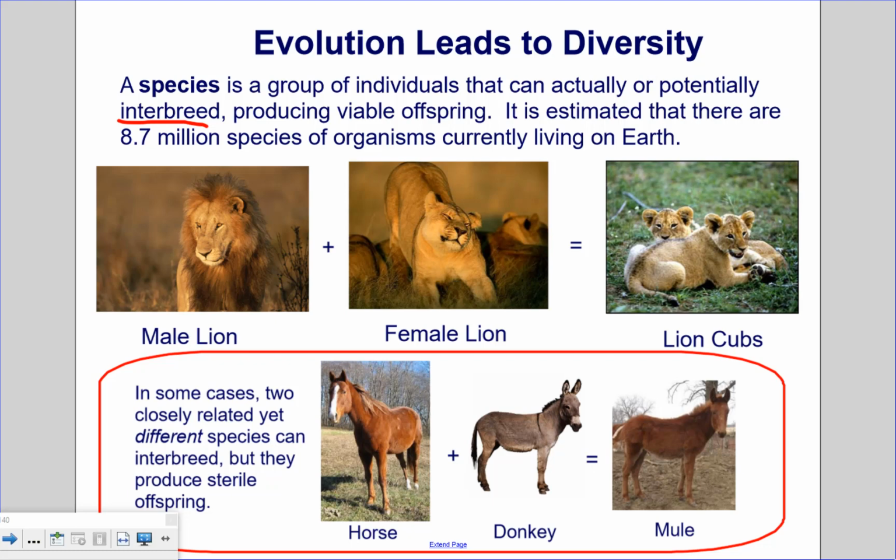So that's a key thing about species here, is that when a species reproduces, their young must also be able to reproduce one day. In the case of a horse and a donkey, they are closely related species, but they are different. They're not the same species. So they can interbreed, but their offspring is sterile. Because a mule cannot have offspring of its own, that means that the horse and the donkey are not the same species.